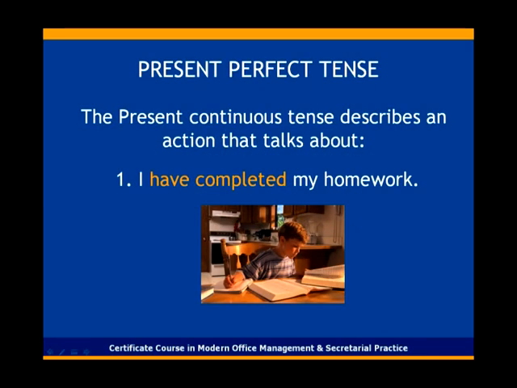Let's look at the present perfect tense. The present perfect tense is basically a combination of the present and the past tenses. Look at these sentences. I have completed my homework. If we look at the verb have, we think it is the present tense. However, the word completed indicates something that is in the past.